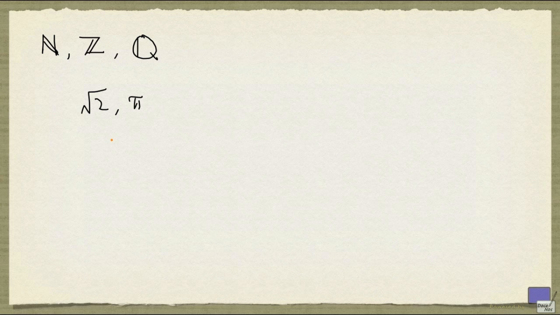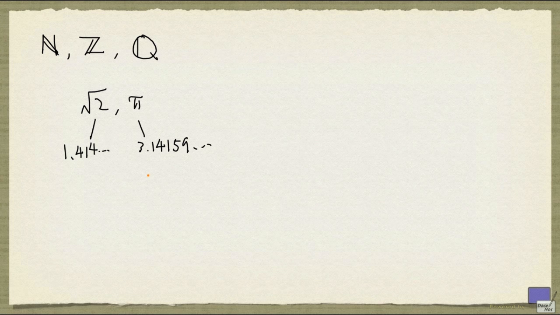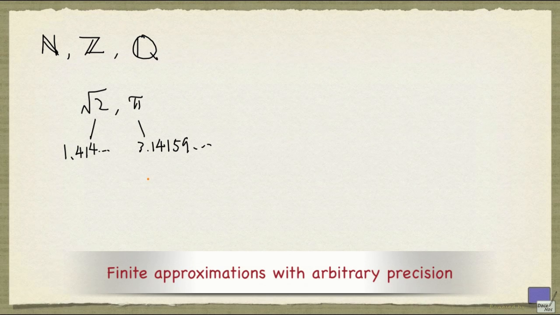Very often, these numbers are presented as infinite decimals. For example, the square root of 2 starts with 1.414 and so on, and pi is 3.14159 and so on. But we are all finite beings. How could we possibly work with numbers that have infinitely many digits? Well, the short answer is we don't. And this is accomplished through an ingenious idea: finite approximations with arbitrary precision.